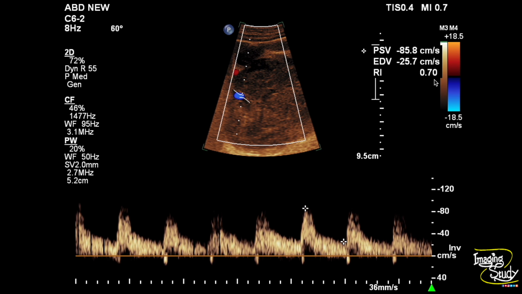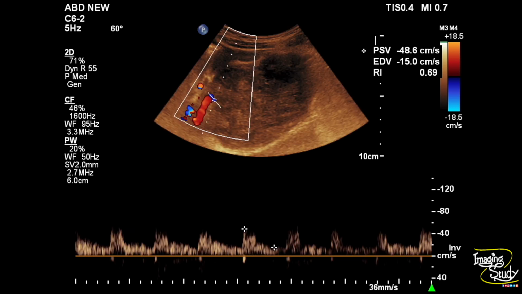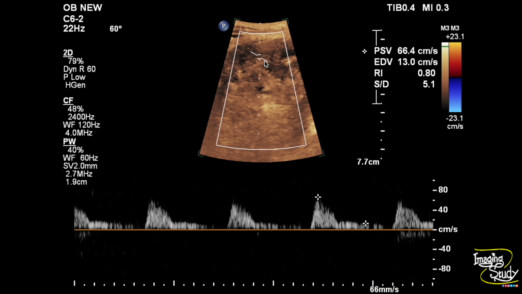Here is another flow and you can see this is the branch arising from the main supplying vessel showing 0.69 resistive index. This is the deepest vessel we could trace and it shows the resistive index of 0.8 with a low flow on the diastole.